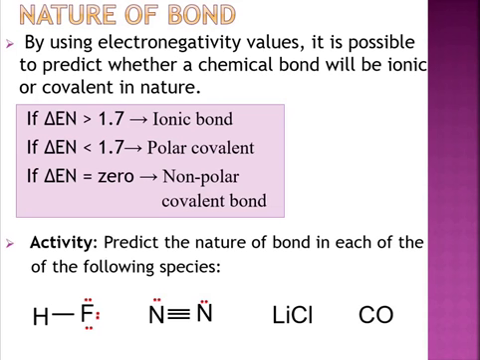Another example is of carbon monoxide. The bond is between carbon and oxygen. Both are non-metals, so it is a covalent bond. The electronegativity of oxygen is 3.4 and that of carbon is 2.6. So the difference is 0.8, which means it is a polar covalent bond.